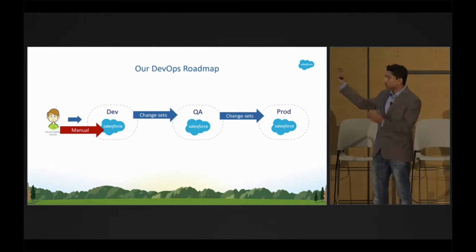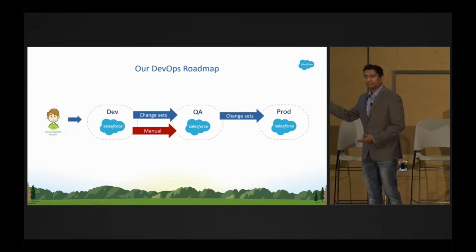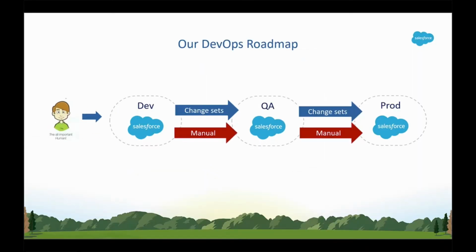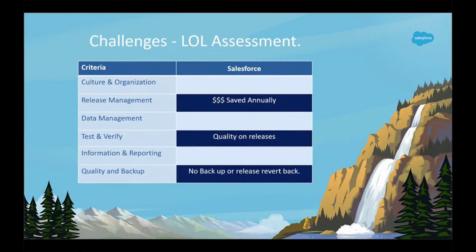Sometimes it is manual promotions coming to QA. And then if they're lucky, that will make it up to production. You know the story, right? So that was our world. But then soon we realized the project costs were going high.